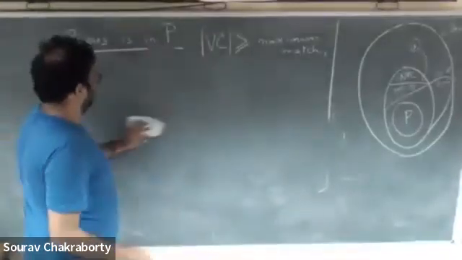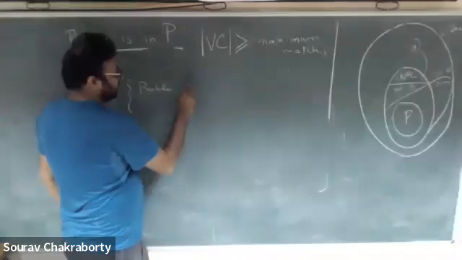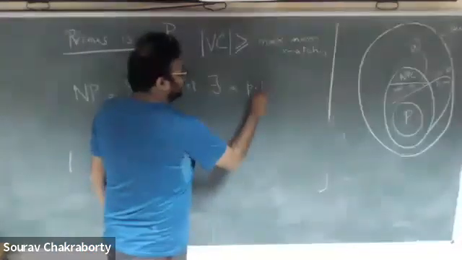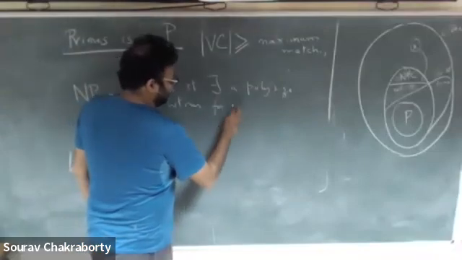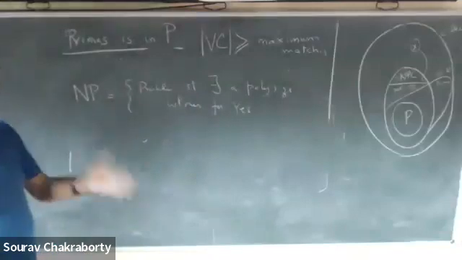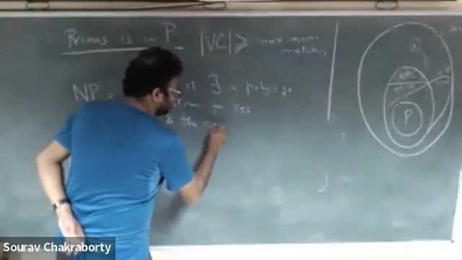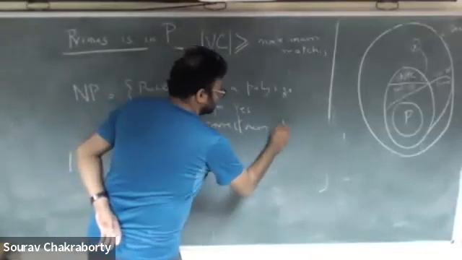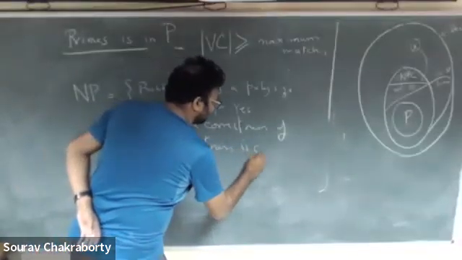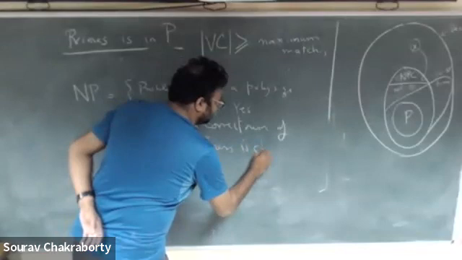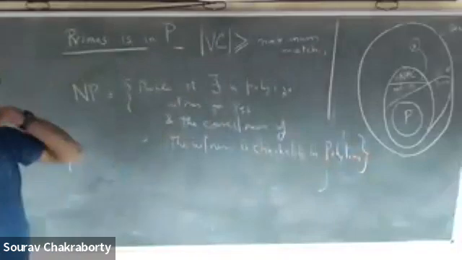So what is NP? NP is the set of problems such that there exists a polytime, polysize witness for yes. When the answer is yes, there is a witness, and the correctness of the witness is checkable, verifiable in polytime.